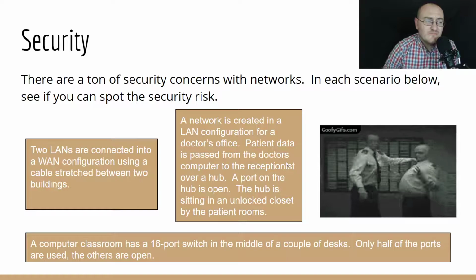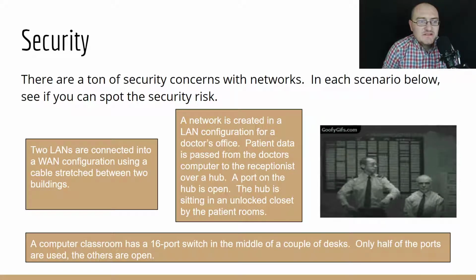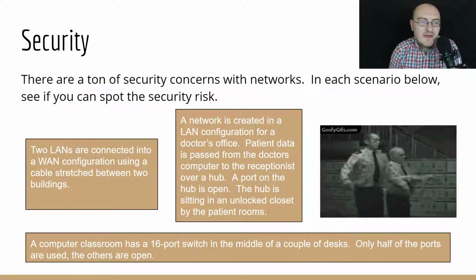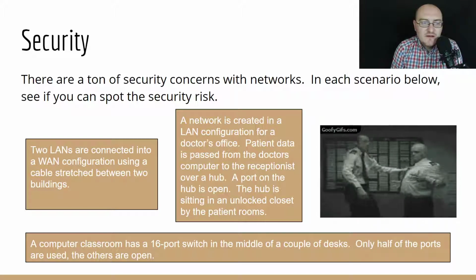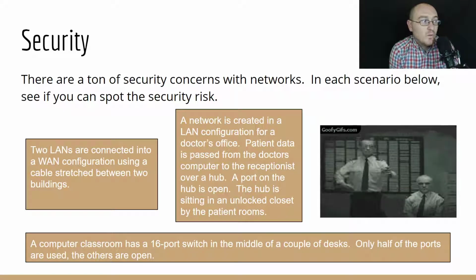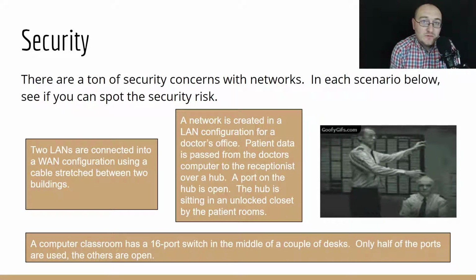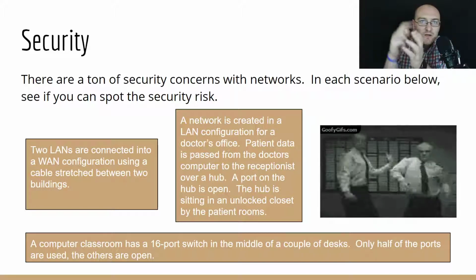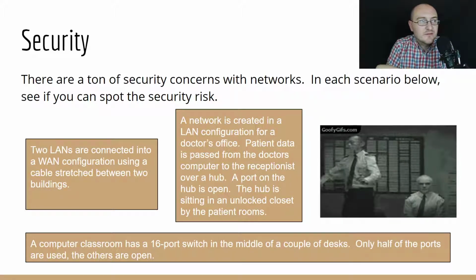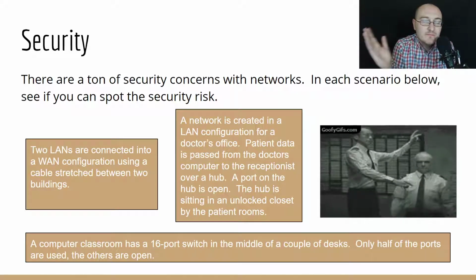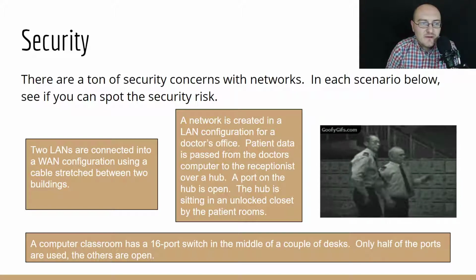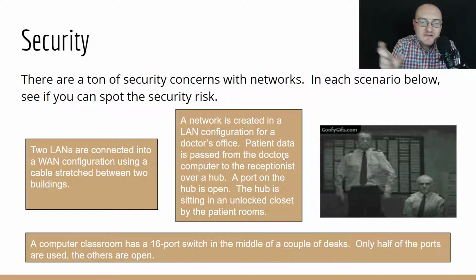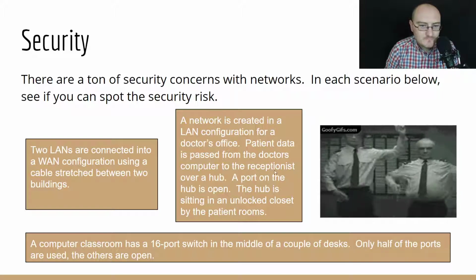Security. There are tons of security concerns with networks, so let's talk about some scenarios and see if we can figure out what the security risk is for each. Let's say we have two LANs connected into a WAN configuration using a cable stretched between two buildings. What could be the issue there? Well, that cable being stretched between the two buildings is vulnerable for someone to come in, cut the cable, put an end on one, put an end on the other, and plug both into a device that's capturing all the network traffic between both networks. So that's a security risk. We want to make sure that we are burying cables and not leaving ourselves open for attack.